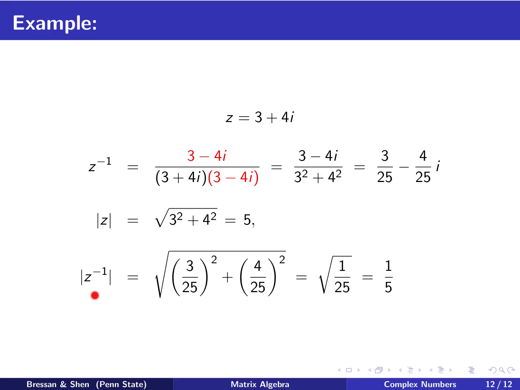And then we can also compute the modulus of z inverse. We have the real part and the imaginary part, so it's the square root of this square plus that square. If you work it out, it's the square root of 1 over 25, which is 1/5. And we see that it's just the inverse of the modulus of z. So that's the property we stated on the previous page, and we verified it with this simple example.